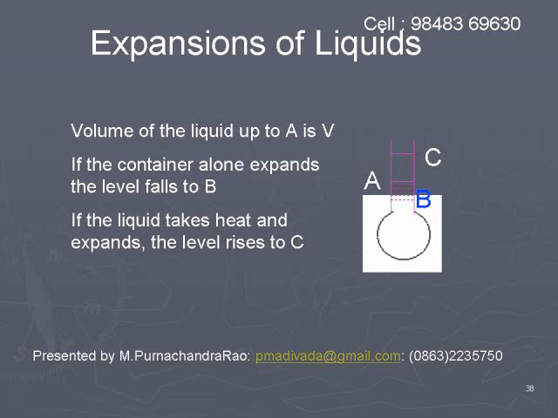After the entire container expands, if the liquid takes heat energy and thereby its volume increases, then we notice the increase from B to C. So, the increase in volume from B to C is real expansion and A to C is apparent expansion. Like this, we can understand the real increase in volume of the liquid and the apparent increase in volume of the liquid.